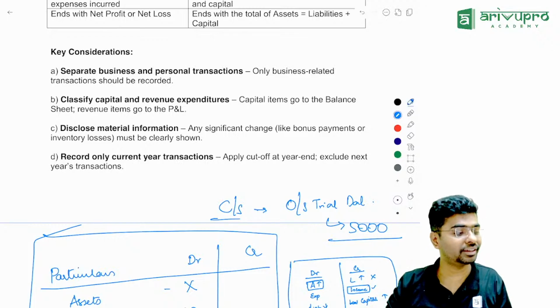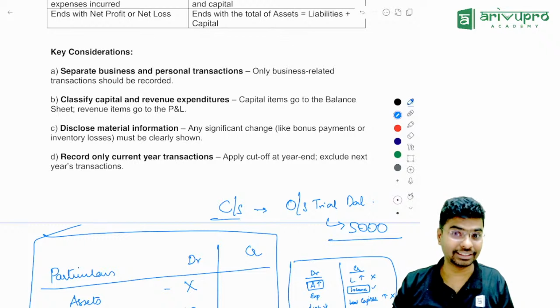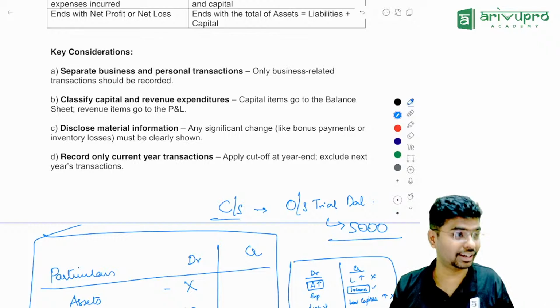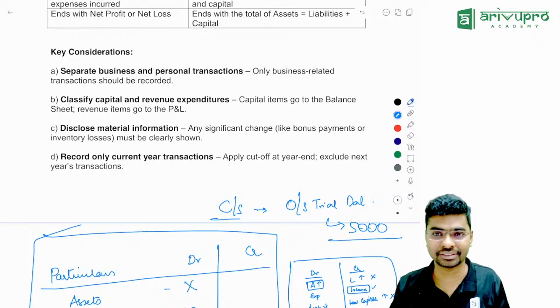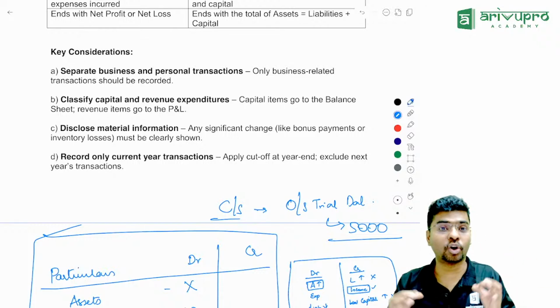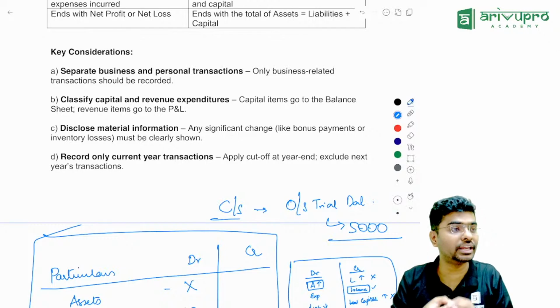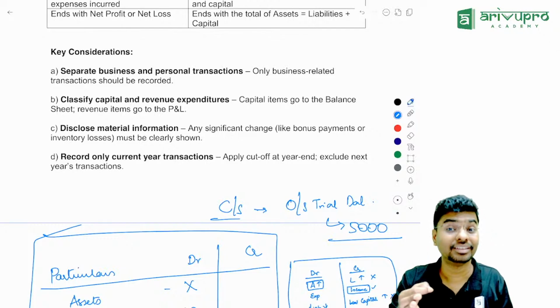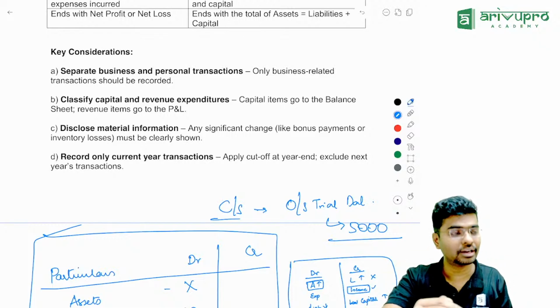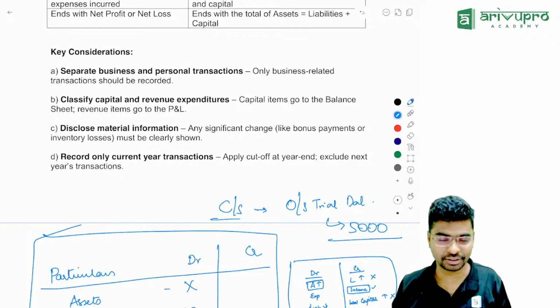My profit and loss account will only show the rent for the year. How much did I pay? But what will my profit and loss account show? Only 10,000 into 12, 1,20,000. What will happen to the 60,000? We'll talk about it later. My profit and loss account should only show the current year transactions. Clear with this example? Let me look at the other example.